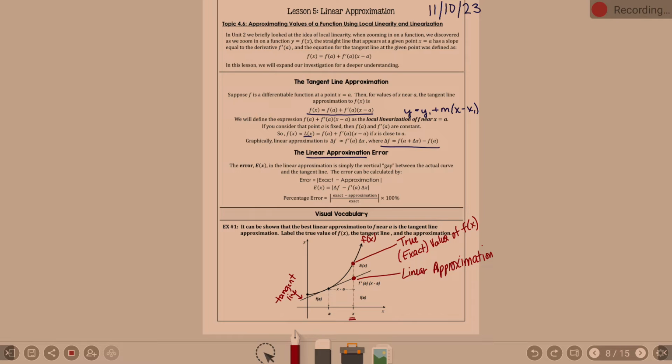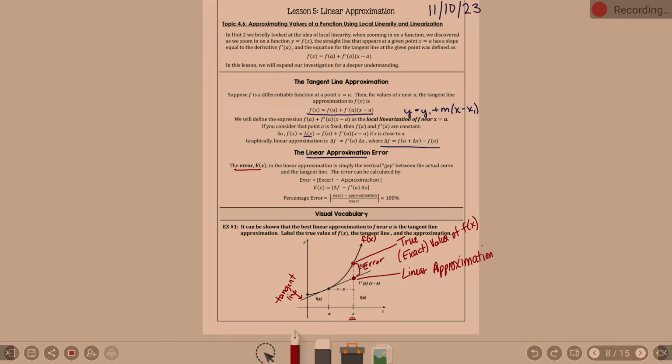Okay. Now, do I have anything else? That's what they asked us to label. Do you see E of x in there? What's that E of x represent? The name of the graph? It's the error. Remember, E of x stands for error. So this right here, the distance from the exact value to the linear approximation, is labeled as E of x, and it is your error.